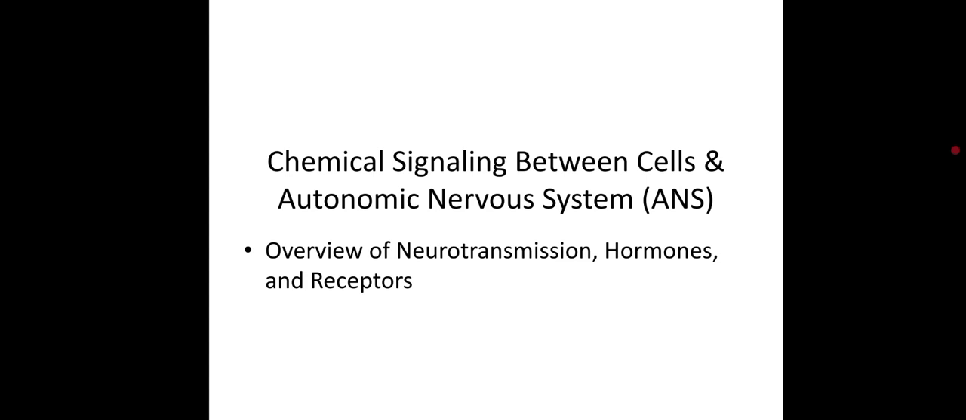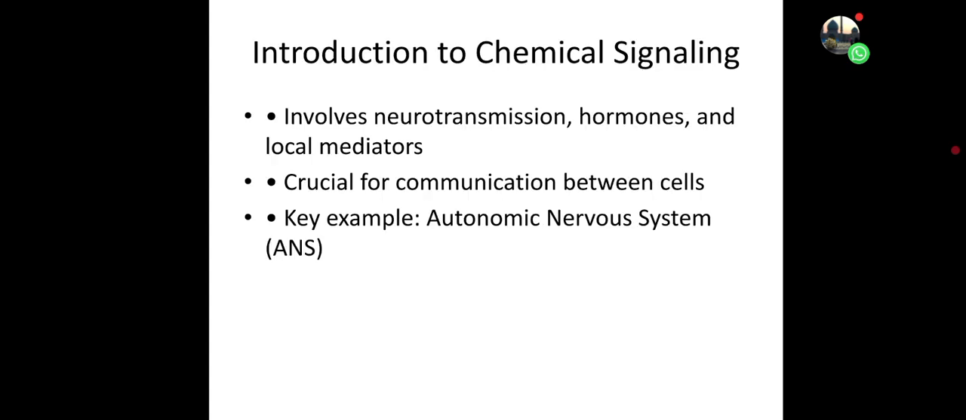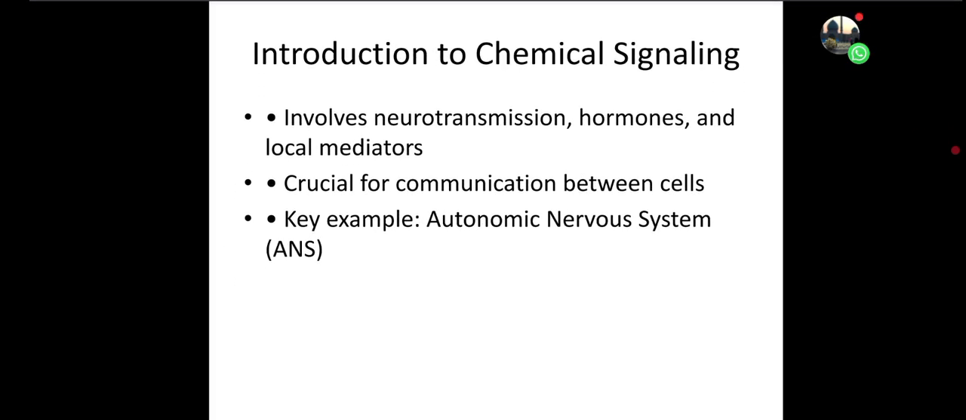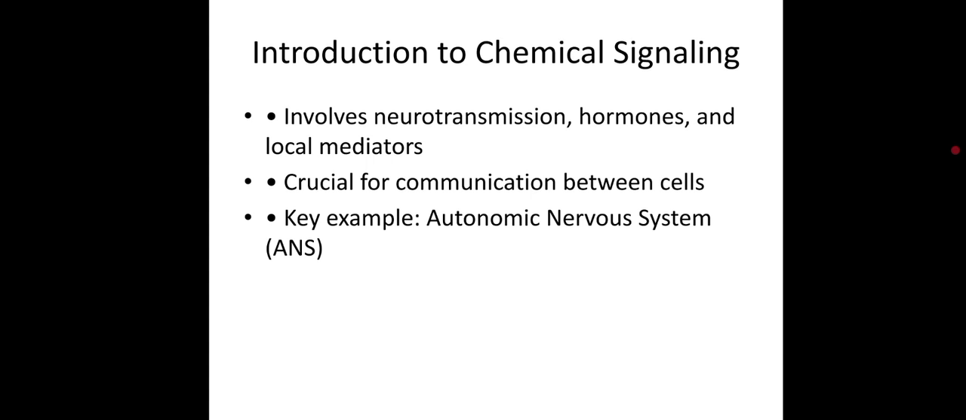of introduction to autonomic nervous system, that is chemical signaling between cells and autonomic nervous system at a very basic molecular level. So we will have the overview of neurotransmission, hormone secretions and the receptors. First of all, let's talk about chemical signaling, in which neurotransmitters are involved, hormones are also involved, and to some extent local mediators as well.